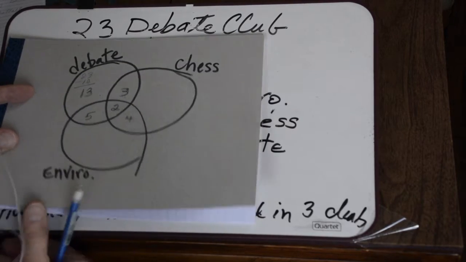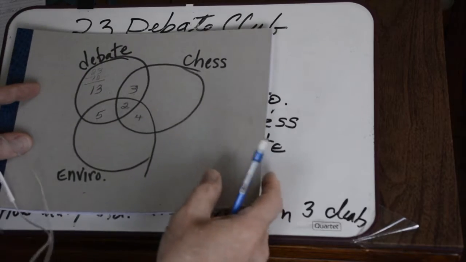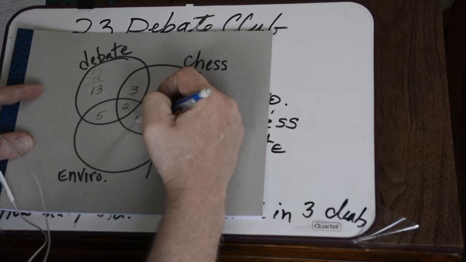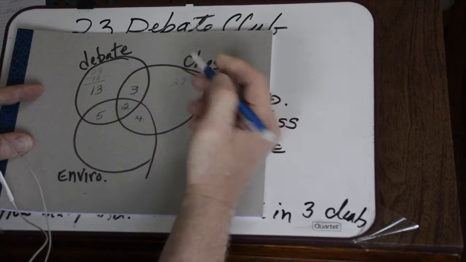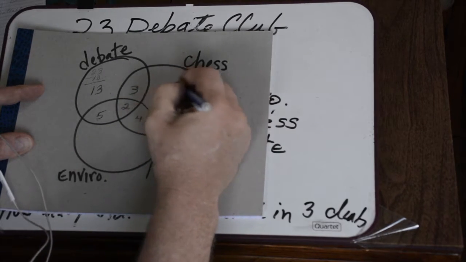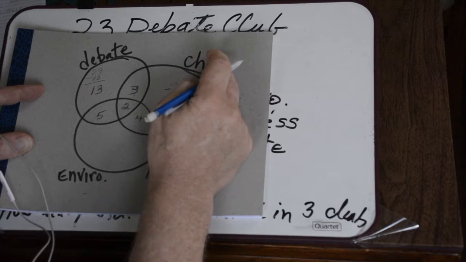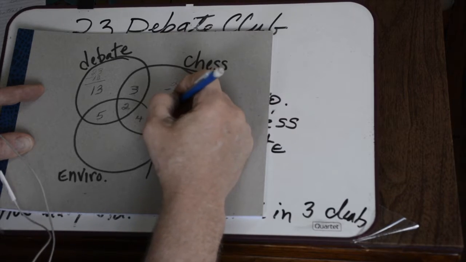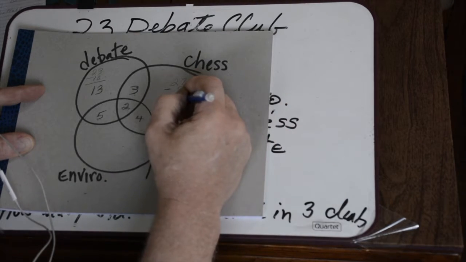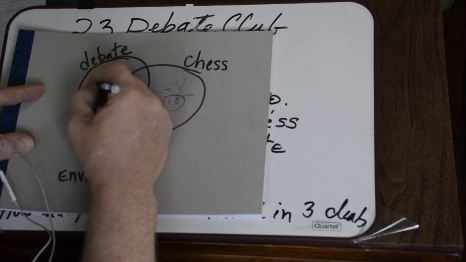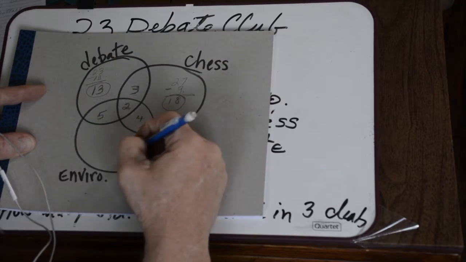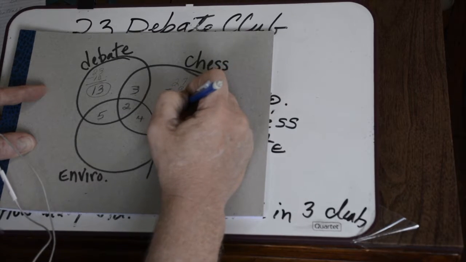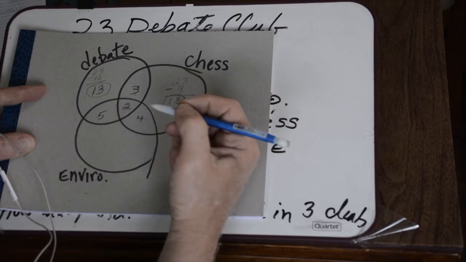What about the chess club? The chess club has 27 people altogether. We can account for 9 of them, 5 and 4. So what does that leave for those who do chess and only chess? How about 18? Double check, 18 plus 9 is 27. So this group here, 18, do chess and only chess. They do not do debate or environmental.